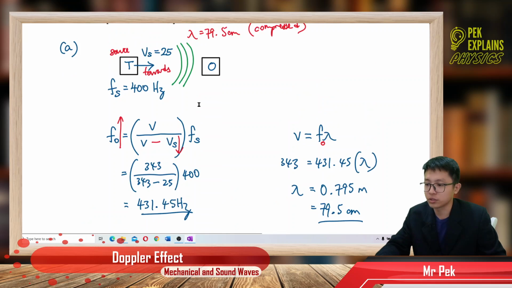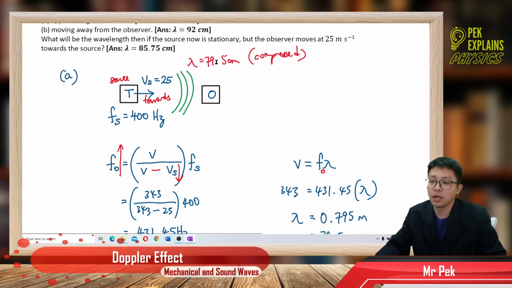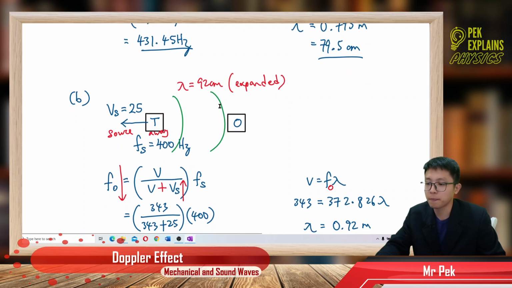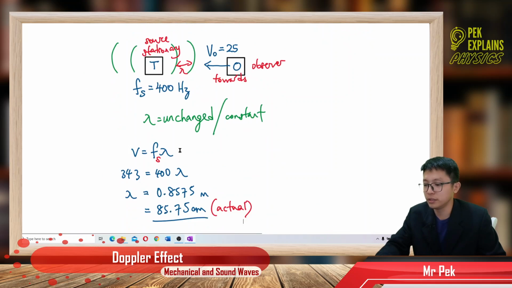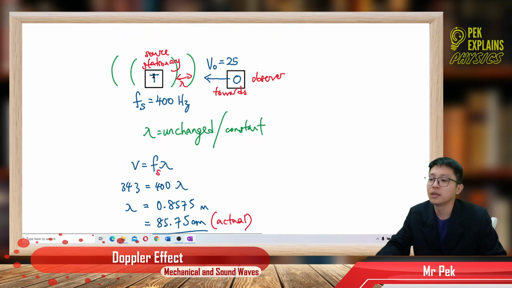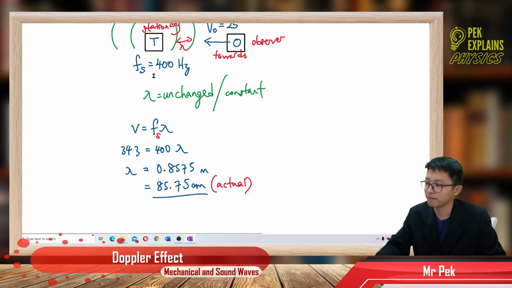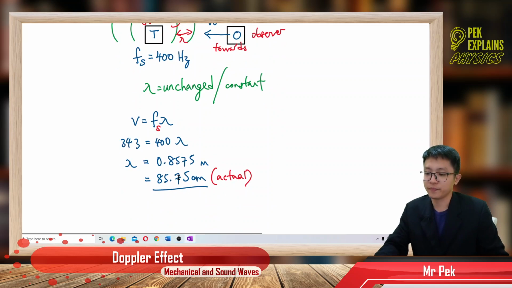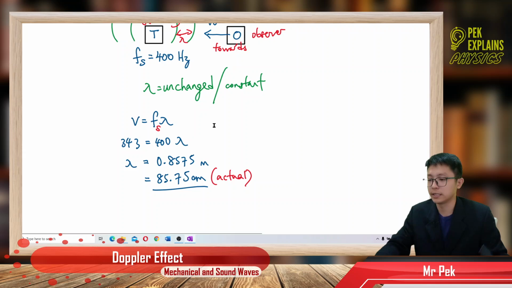Only when the source is moving towards does the wavelength become compressed, 79.5, or when the source is moving away does the wavelength become expanded, 92 cm. The original is just 85.75 cm when the source is stationary. Just use V equals f lambda, no need to use any Doppler effect equation.